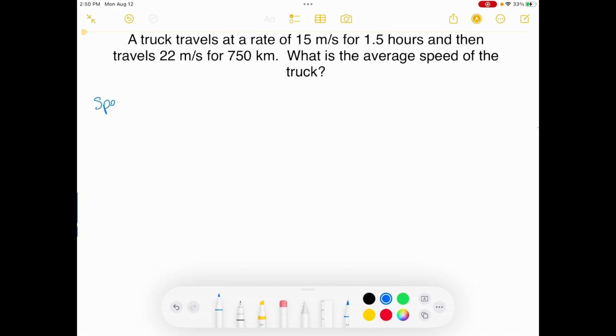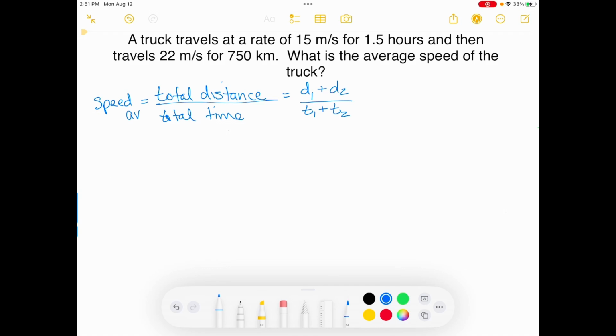So I'm going to go ahead and write the formula here for average speed, and that's going to be total distance divided by total time. I'm going to break that up a little bit more. We're going to need the distance from our segment 1 plus our distance from segment 2 over our time from segment 1 plus our time from segment 2. Now, what am I talking about segments? I've kind of got 2 segments in this problem, 2 different things going on.